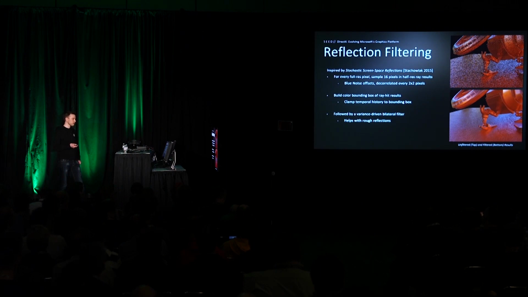And so for that, we use blue noise to break the sampling pattern. And so that way we make sure that in every 2x2 quad, all pixels have different hit results. And so this part provides the spatial part of the filter, which we couple with a temporal component similar to TAA. And at the end, we have a second stage, larger variance-driven bilateral filter that we use to clean up the remaining noise. It's especially useful for the rougher reflections.